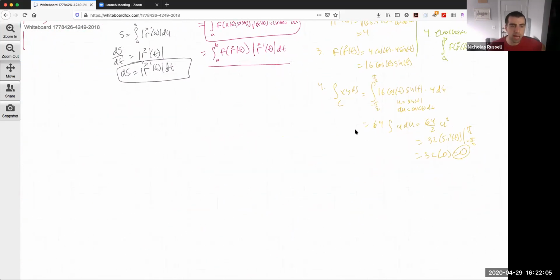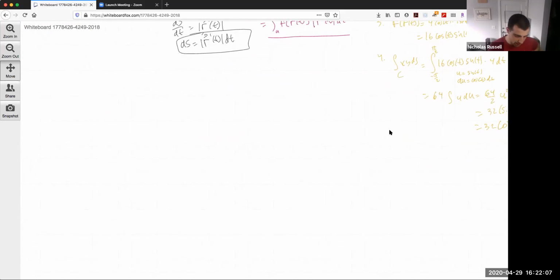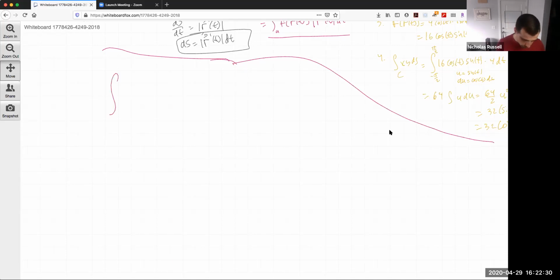What I'm going to do now is keep doing line integrals of functions here. Line integrals of just scalar functions before we get into vector fields. And with line integrals of scalar functions, you might say to yourself, well, what if I don't want to integrate with respect to s? What if I want to integrate with respect to x or y or something like that? You can do that, which is really nice.